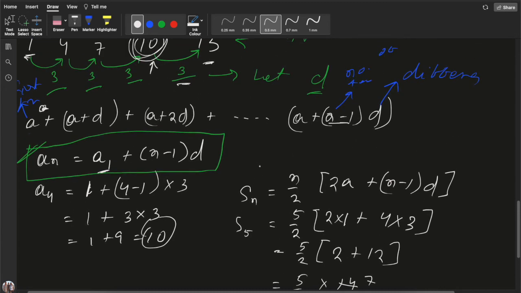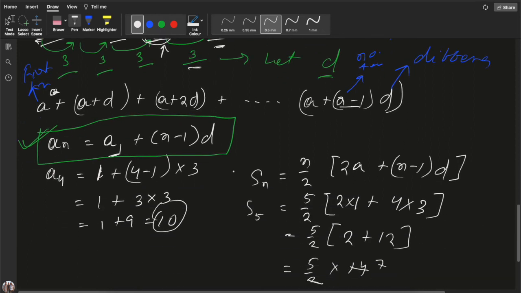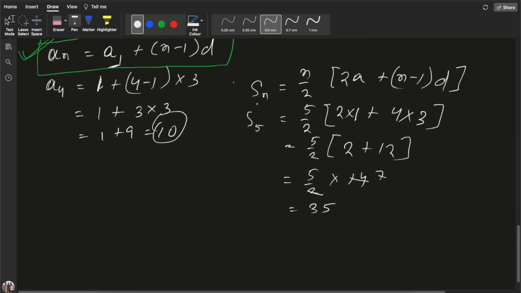Okay, so let's sum it up. What is the value? 13 plus 7, 20 plus 10, 30, then 1 plus 4, 35, right? So this is another formula to find the summation of n terms in an arithmetic progression.